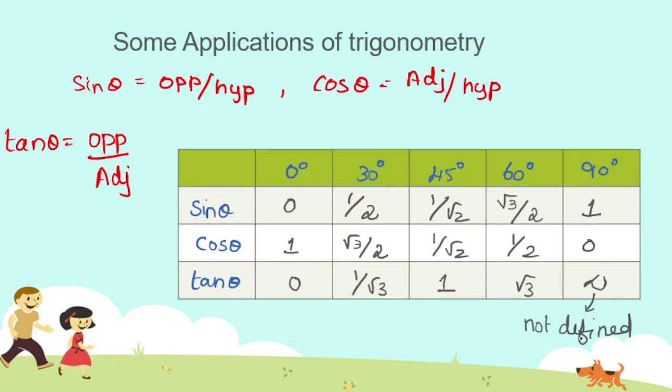Okay. So this tabular column is really important to remember. Based on this tabular column only, you will solve the problems.